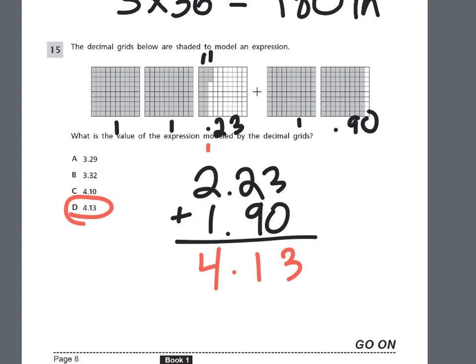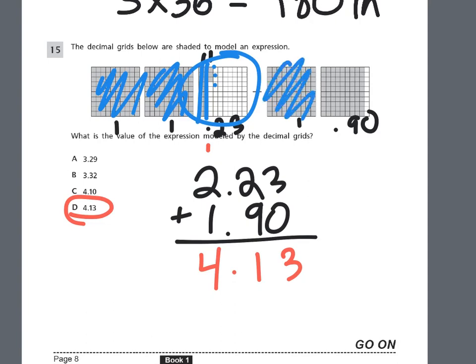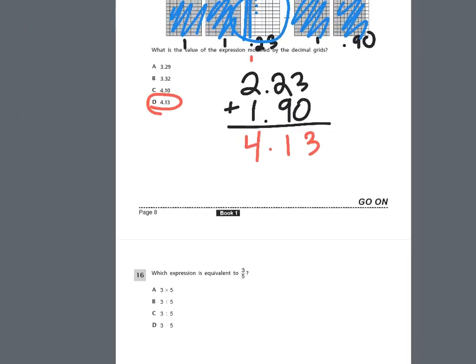So all you have to do is read it. If it's fully shaded, it represents 1 whole. And then every column is a tenth, and every small square represents a hundredth. So you take a look at this one right here. That's 2, because there's 2 fully shaded in. And then you got 1 whole column, another column, so it's 2 tenths. And you have 1, 2, 3, so you have 3 hundredths. On this side, it's 1 whole, and you have 90 of them, or you could just do 0.9. And just add it up normally.